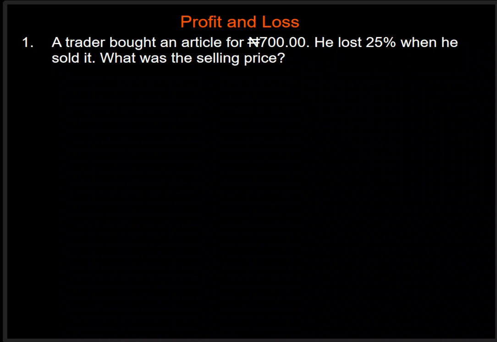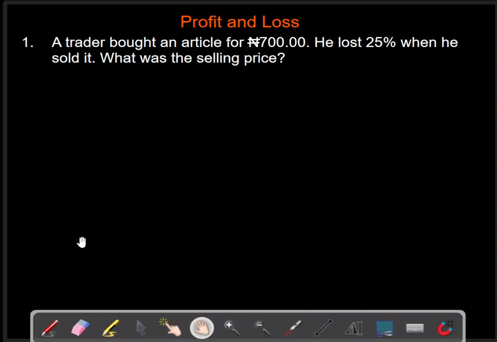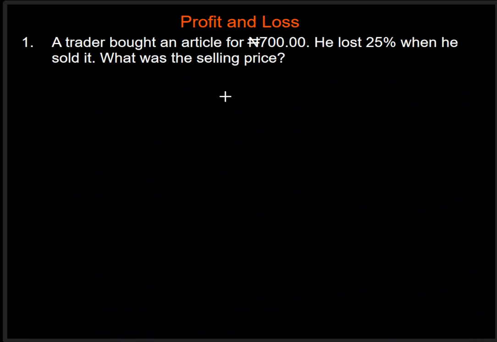A trader bought an article for 700 naira. He lost 25%. So the trader bought, that's our cost price. He lost 25%, that's the percentage loss. So what was the selling price? Basically there are two ways of solving this. First, let's put down the terms given.